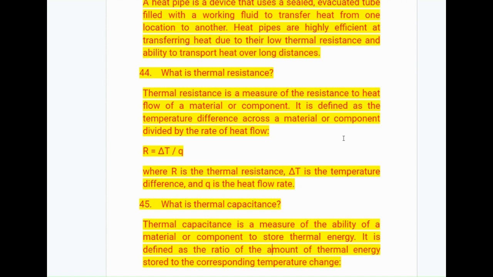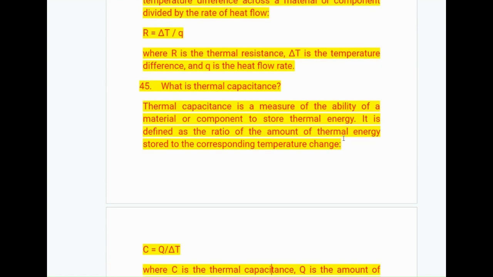What is thermal resistance? Thermal resistance is a measure of the resistance to heat flow of a material or component. It is defined as the temperature difference across a material or component divided by the rate of heat flow. R is equal to ΔT/Q, where R is the thermal resistance, ΔT is the temperature difference, and Q is the heat flow rate.